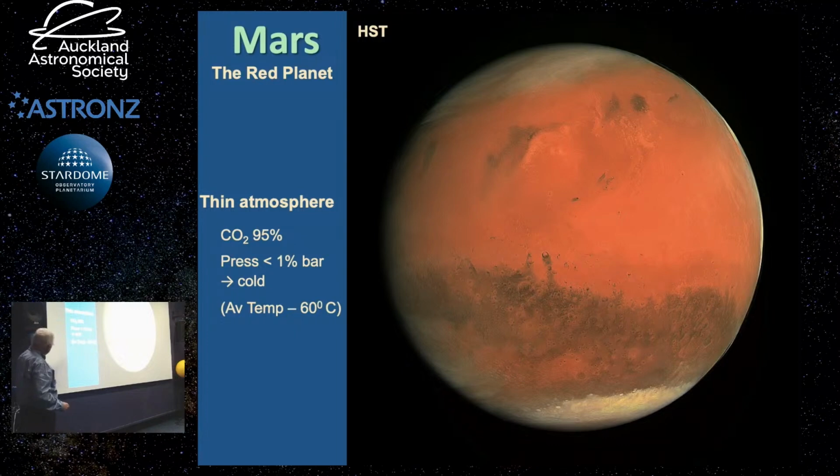So atmospheric pressure is less than 1% of Earth's, less than 1%. So it's really, really thin. Because of that, and its extra distance away from the sun, it's really cold. Average temperature on Mars is minus 60 degrees. That's the average temperature. So it's really cold. Why? Thin atmosphere and distance from the sun.